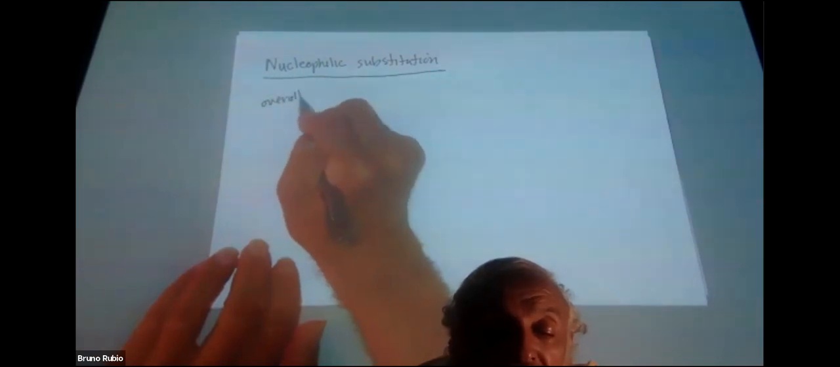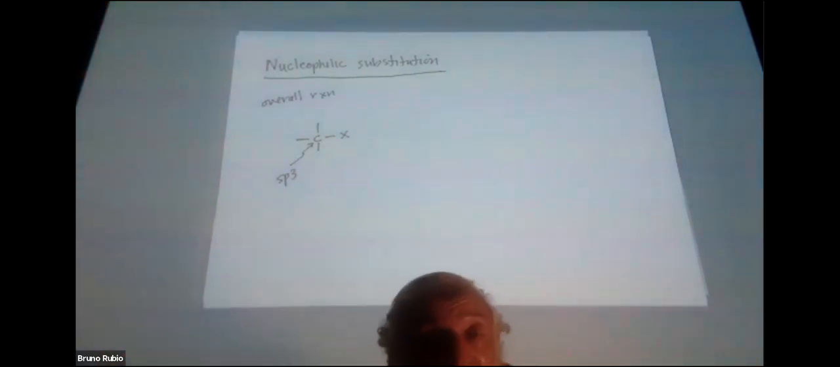All right, so the overall reaction (RXN means reaction). The overall reaction is we have an sp3 hybridized carbon, and it has to be sp3. It can't be anything else. It can't be a carbon atom that is part of a benzene ring. That's sp2. It can't be a carbon atom that is part of an alkyne. That is sp. It must be an sp3 hybridized carbon, and that sp3 hybridized carbon has a halide on it.